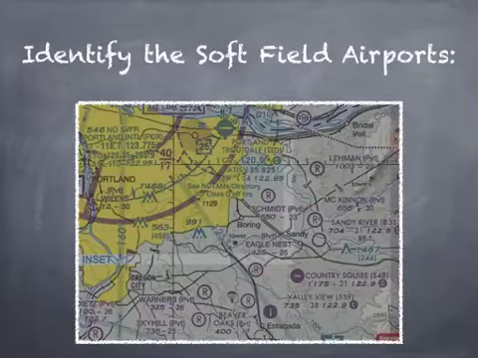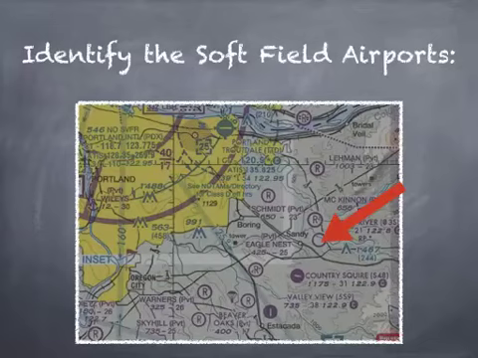Let's take a minute to identify the soft field airport in this sectional diagram. If you said Sandy River, congratulations, you're correct. A soft field is depicted by an open circle with no depicted runway within it. Now also on this sectional diagram, you'll see a bunch of open circles with an R in them, signifying a private airport. Now nothing says that a private airport will be paved or unpaved on a sectional.